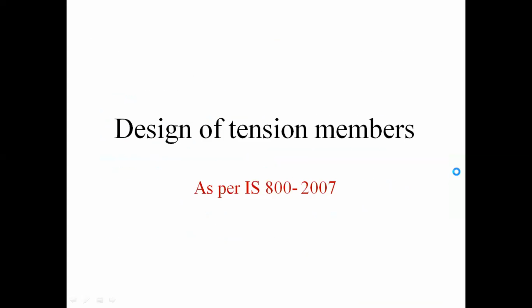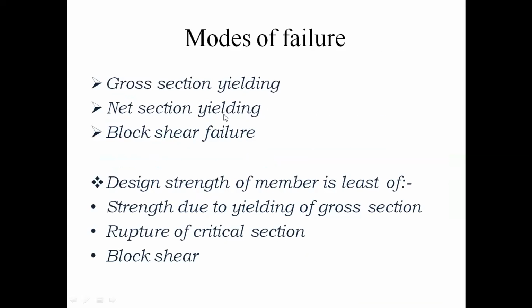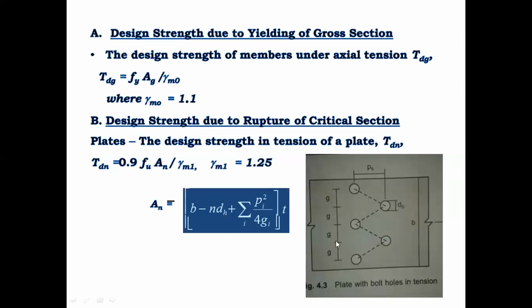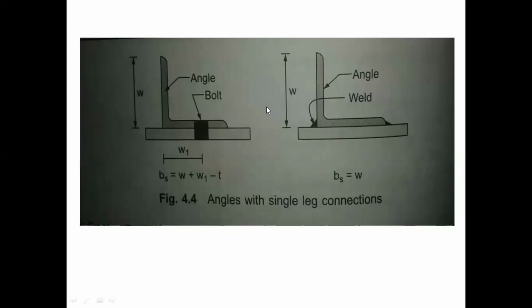See, in the design of tension members, as I told you, there are three different types of failures that tension members are subjected to. So you have to calculate the design tensile strength of these members in terms of yielding, rupture, and block shear. As I told you, you can calculate with the help of this formula, which is there in the code. And I think this picture was there even in your code as well.